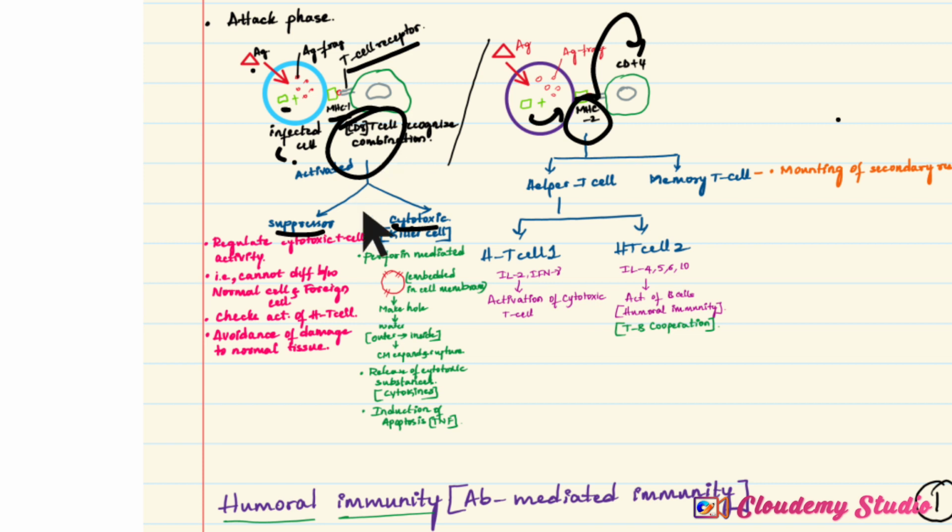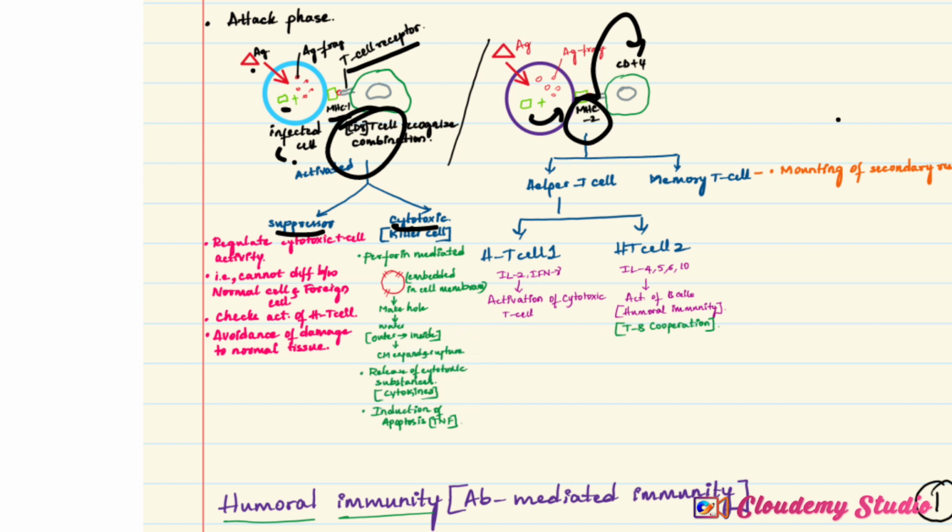Coming to the function of the cytotoxic cell, it is also called the killer cell. It can kill the antigen in three ways. One is perforin mediated, then by the release of cytotoxic substances like cytokines, and then by the induction of apoptosis by the tumor necrosis factor. This perforin will get embedded in the cell membrane and make a hole in it, due to which water enters from outside to inside, which is called osmosis, and then the cell membrane expands and finally it ruptures.